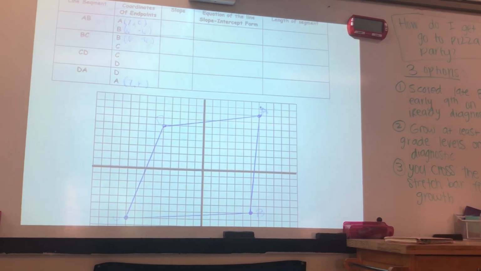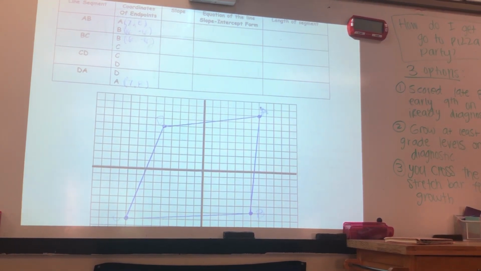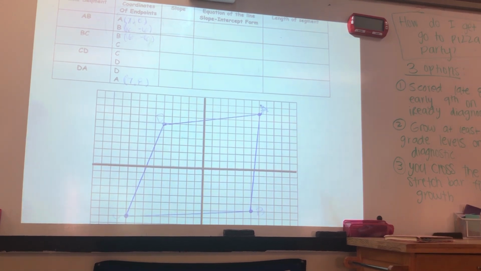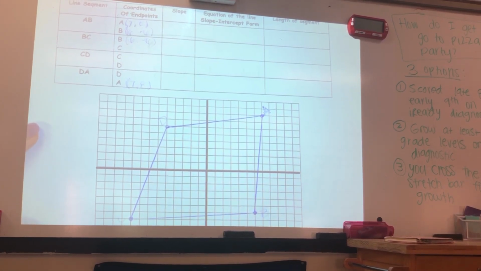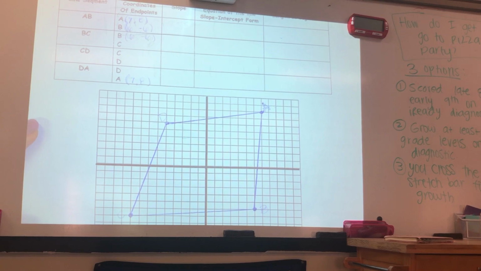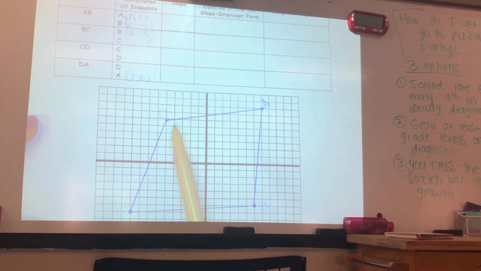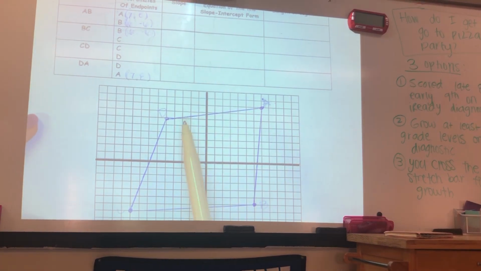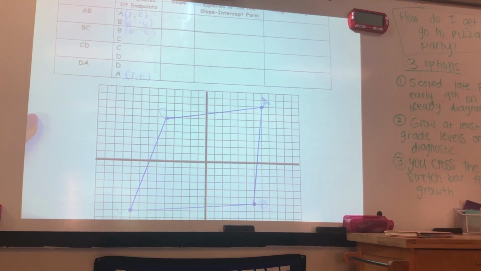Okay guys, I'm going to show you an example of how to do the equation shapes project. If you notice, I've already drawn a four-sided shape. You have to have four sides and they have to be straight lines. So you should notice I don't have any circles or curves. All of my lines are straight.